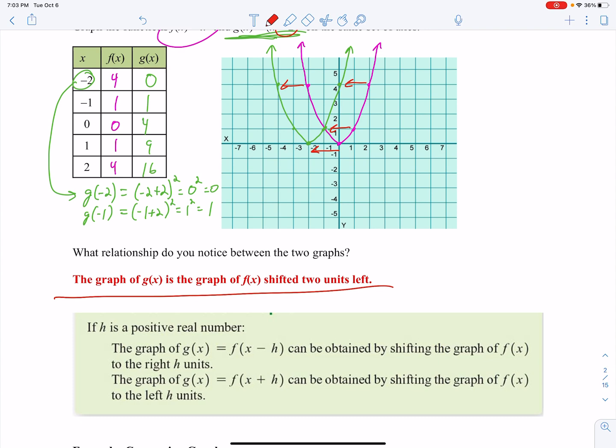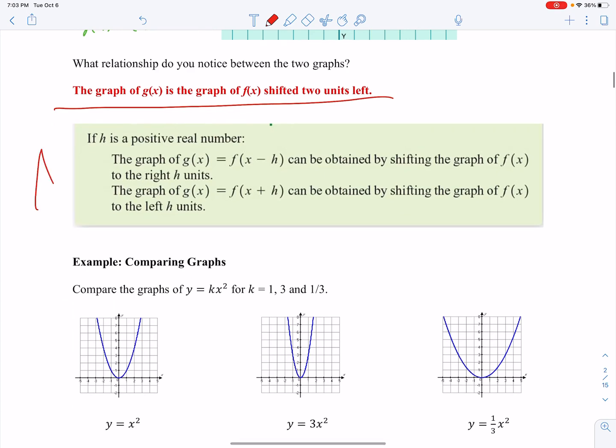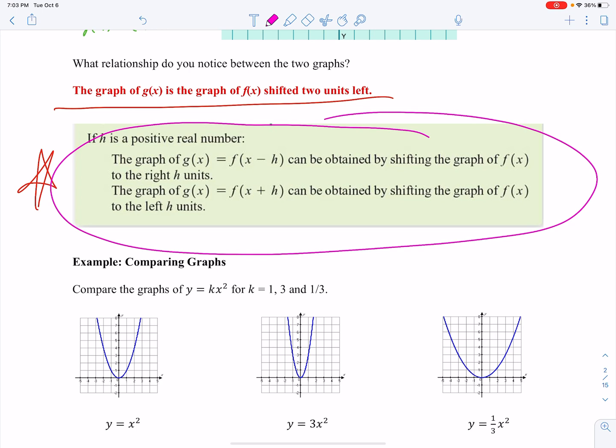Here we go. The graph of g of x is the graph of f of x shifted 2 units left. All right, again, very important here that you know this information, right? So if we're subtracting from x, that's what this notation means. If we're subtracting from x, then we move to the right h units. Okay, so opposite: subtract, move right; add, move left. Okay, very important.